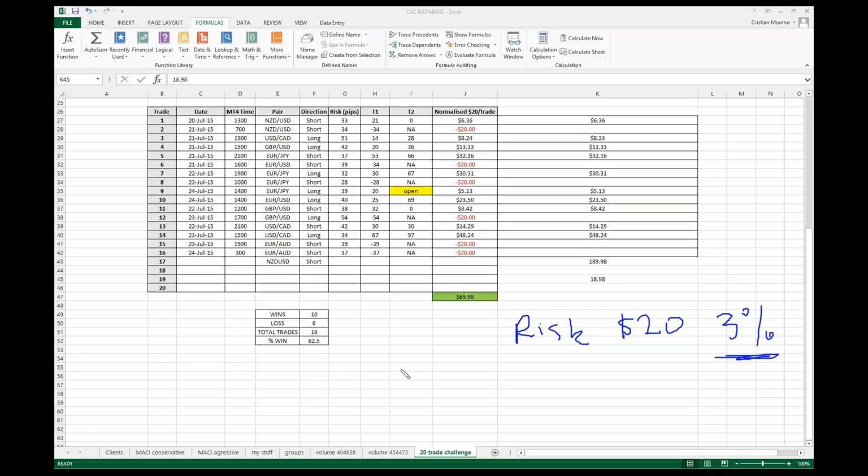Okay, 667 is the number. Or 666.67, so we'll round it up. So that means that I'm trading an account of $667. All right. If I've made 70 bucks, what's the percentage return on my account? 10.4%. Thank you very much.